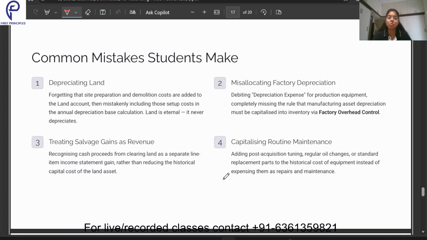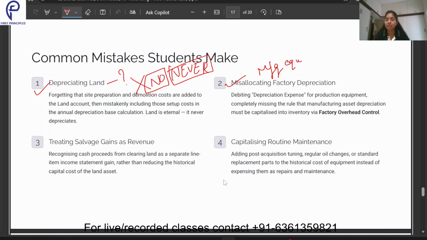Then what are the common mistakes students make? First of all, they depreciate the land. Should the land ever be depreciated? No, never. Land is never depreciated, guys. Please remember this. Then misallocating factory depreciation. That means if any manufacturing equipment is there, the depreciation on that will go in my COGS, my cost of goods sold.